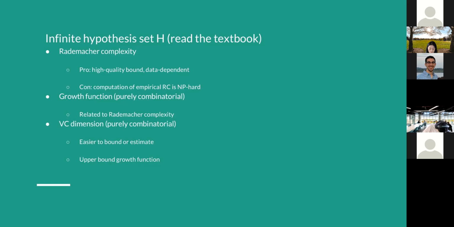As I said, growth function and VC dimension are all data independent. Only the Rademacher complexity is data dependent. And the VC dimension is actually much easier to bound or to estimate. If we do have time today, we will review some of the VC dimension examples. But if not, maybe on Thursday. So it is also worth noting that the VC dimension is an upper bound for this growth function. Okay, so this is a very brief overview of what we're going to cover for the infinite hypothesis set H.